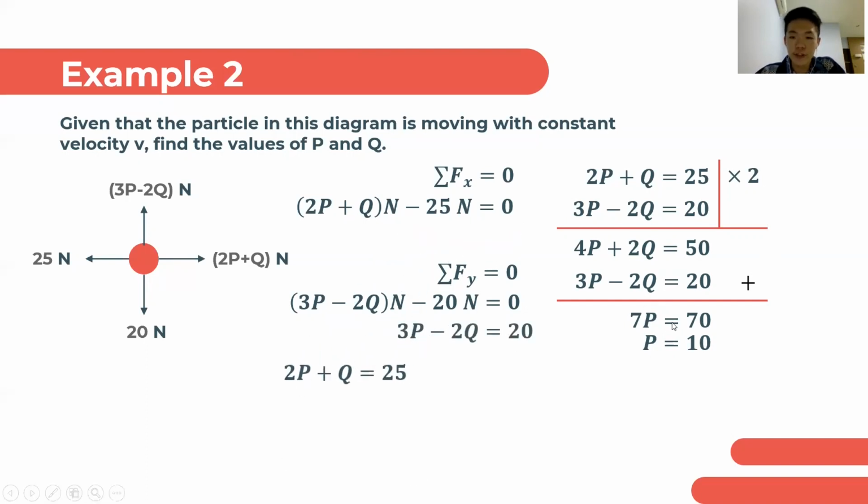And then we can substitute p into the first equation or second equation. We'll substitute p into the first equation because it is easier, as the coefficient of the variable is lower than in the second equation. So 2 times 10 plus q equals 25. 2 times 10 gives us 20. Transposing it to the right side becomes negative 20. So q equals 25 minus 20. So q equals 5.